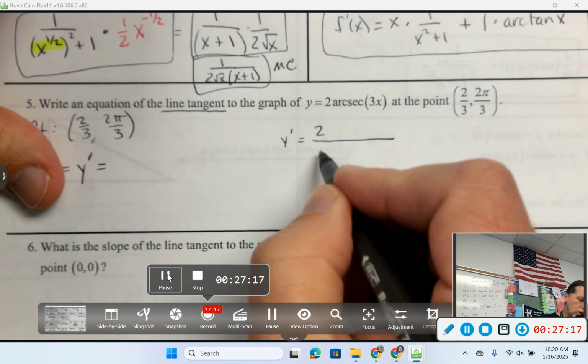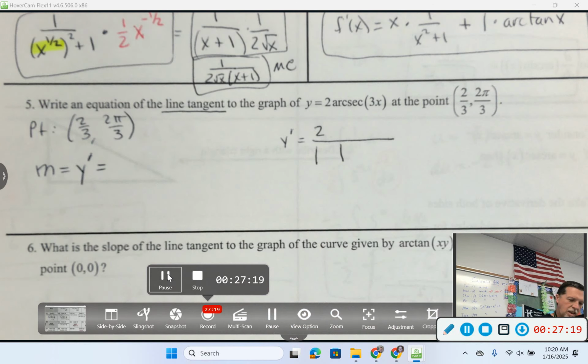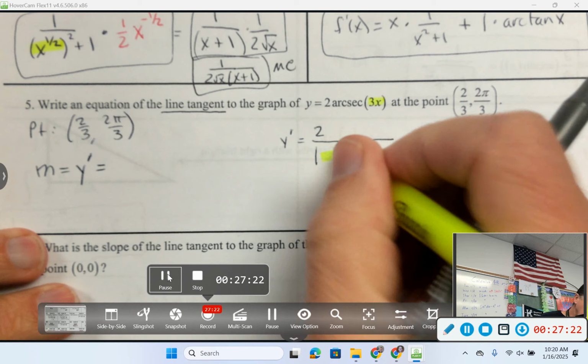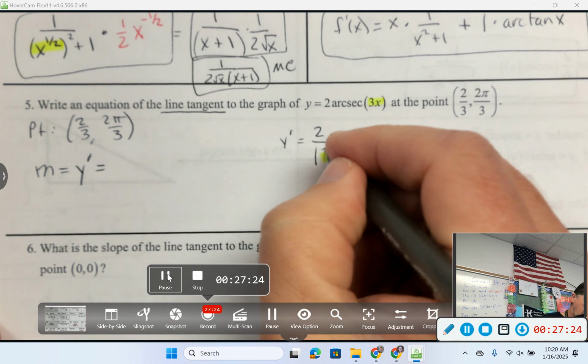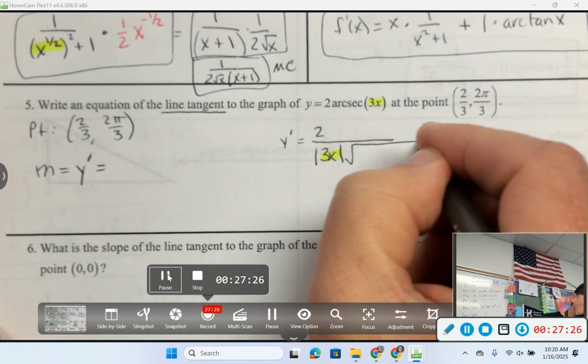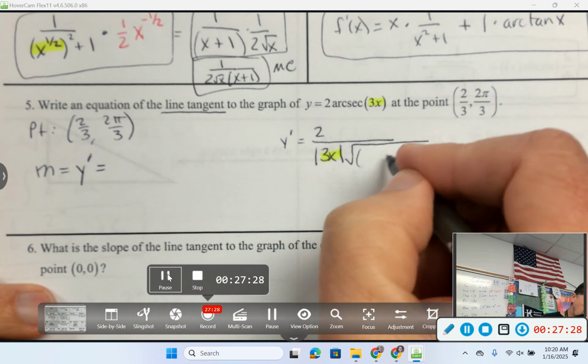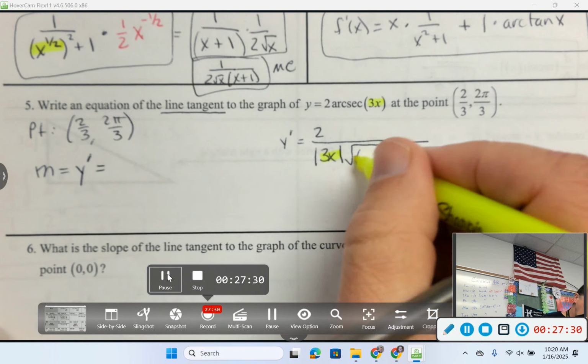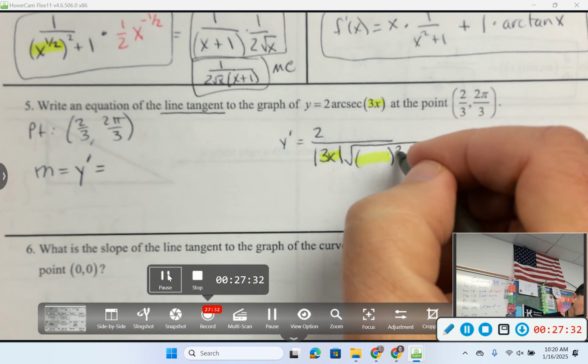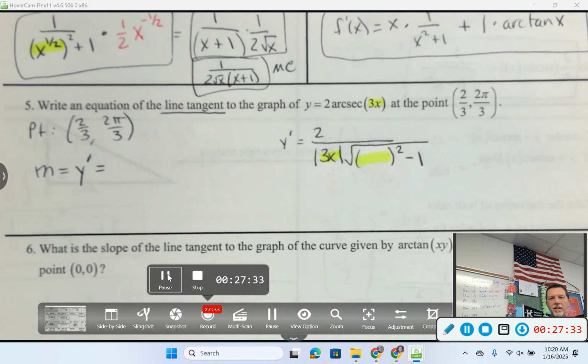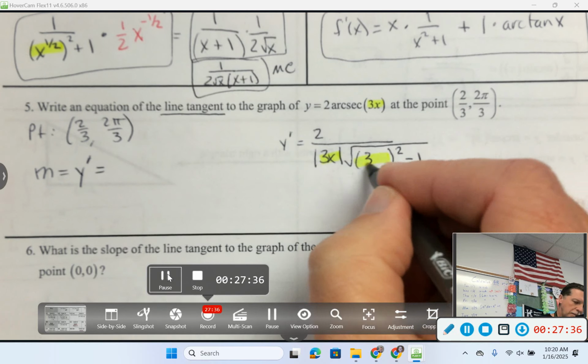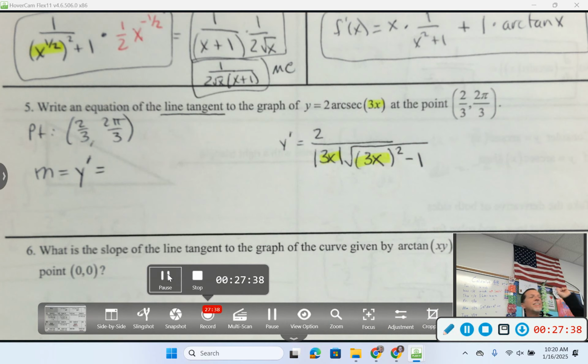So 2 over absolute value of the argument times the square root of the argument squared minus 1. Times 3. Why times 3? Chain rule.